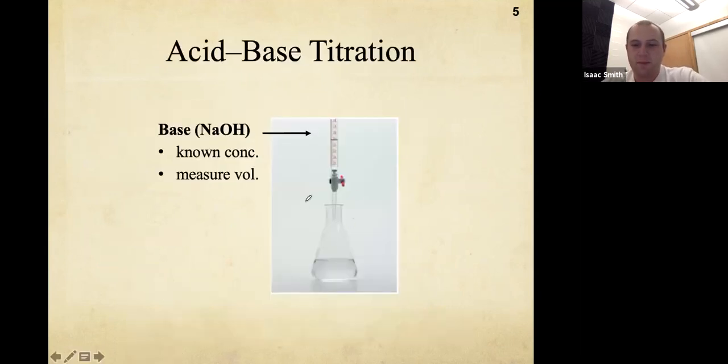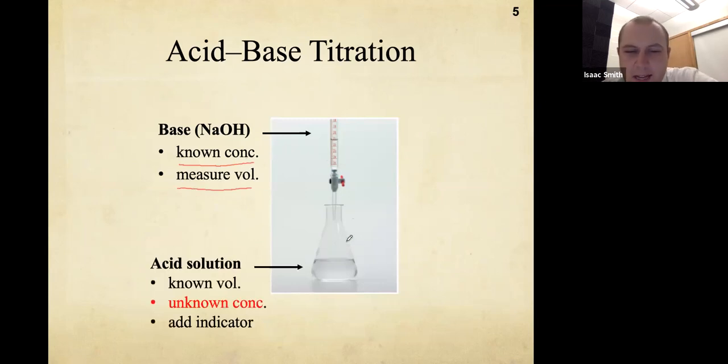Okay, so here's how it's set up in a lab, okay? So we have our base of sodium hydroxide, okay? We know the concentration, and we can measure the volume as it comes down, okay? The acid solution, like in the previous problem, right, this was our HBr. We didn't know what the concentration was, right? It's unknown concentration. But we can just measure the volume here in this flask. And so what you do is you drip sodium hydroxide into the flask, and you just record how much volume it takes to neutralize the HBr.